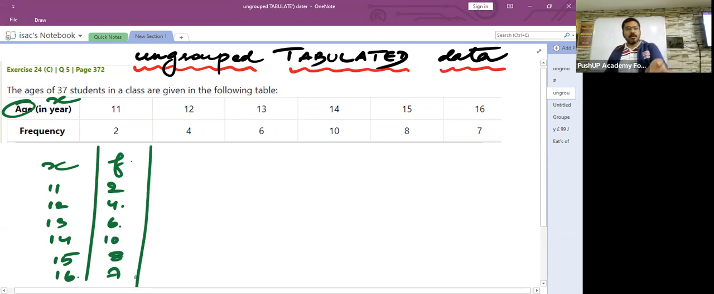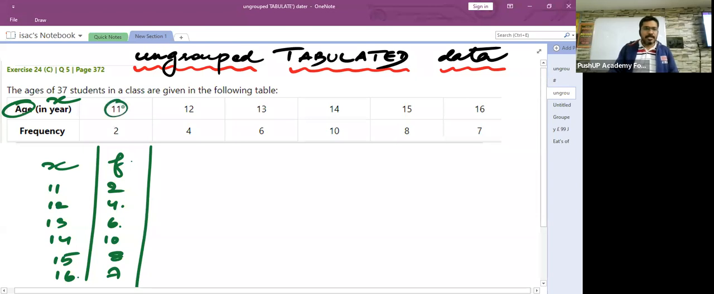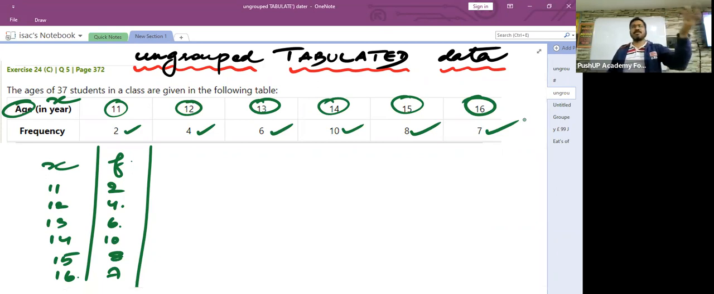Children, the way I solved the previous sum by converting the tabulated data into arrayed data, you can solve this sum also. But you know what? It will become way too lengthy because this observation 11 is coming 2 times, 12 is coming 4 times, 13 is coming 6 times, 14 is coming 10 times, 15 is coming 8 times. 16 is coming how many times? 7 times. By the time you write all these observations, you lose a lot of time. Isn't it? You'll waste your time.